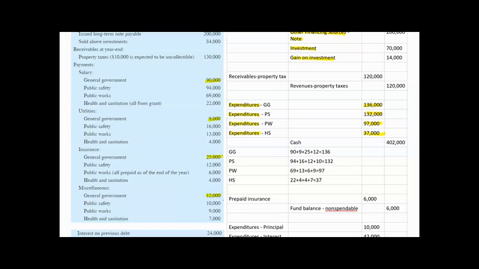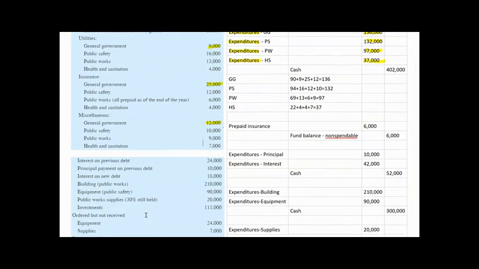Next, let's move on to one note here. For public workers, the 6,000 prepaid expense is all prepaid at the end of the year, which means that we need to create this prepaid insurance balance for the balance sheet. At the same time, for this remaining prepaid insurance, we credit fund balance, non-spendable. So this is another different part.